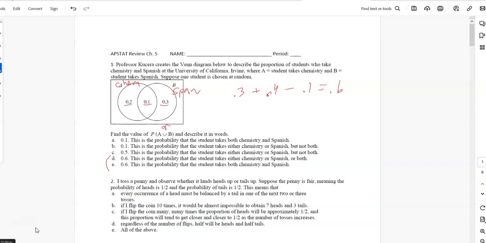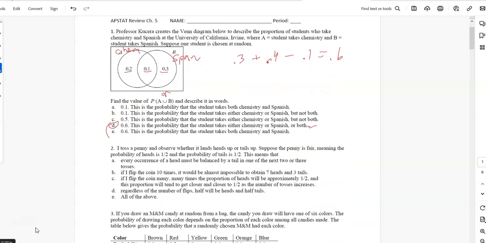Take either Spanish or both. That is exactly what we mean when we say or. We actually mean or both. Definitely does not mean and. So the union is or. The intersection is and.